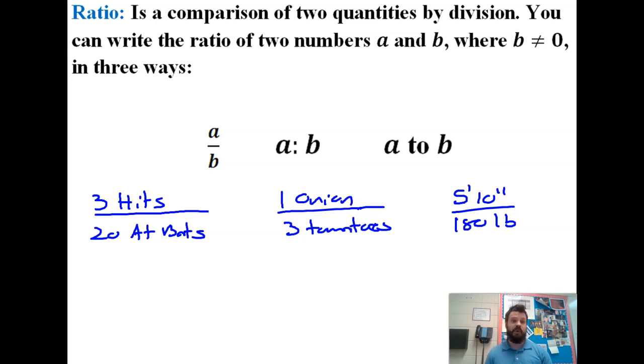Okay, you can write a ratio of two numbers, A and B, where B is not 0, because you can't divide by 0, in 3 ways. We can write it as a fraction, A over B, or we can write it with a colon. We'd read it as A to B, or we can actually write out A to B. They all mean the same thing, A divided by B.